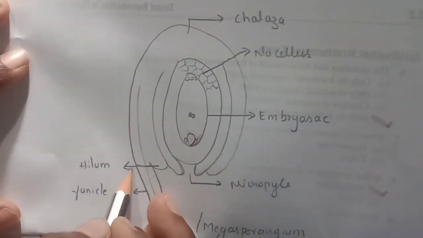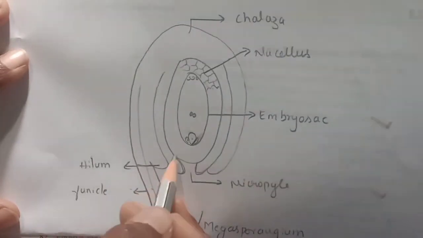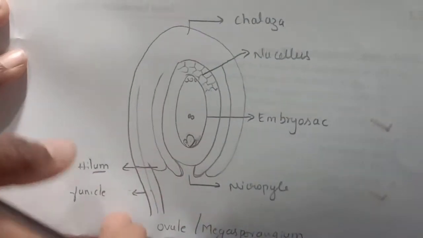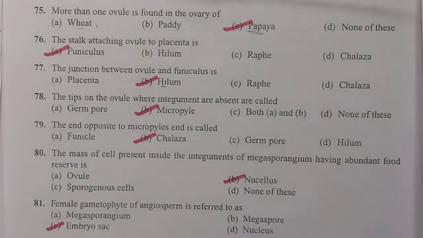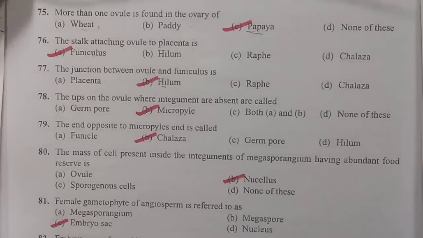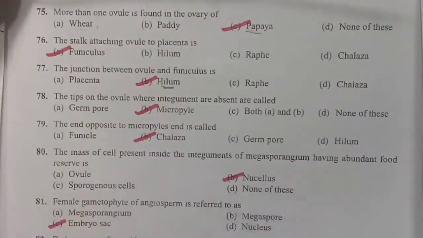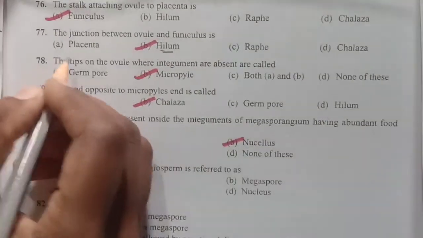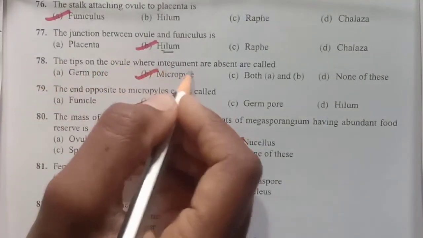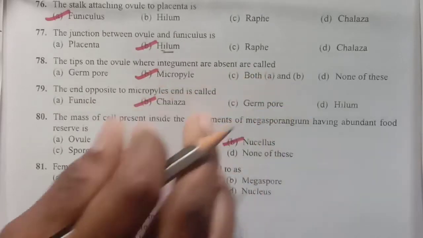So here the point of attachment of the stalk to the body of the ovule is called the hilum. That is what they are asking: the junction between the ovule and the funiculus is called the hilum. And next question, the tips on the ovule where integuments are absent are called.